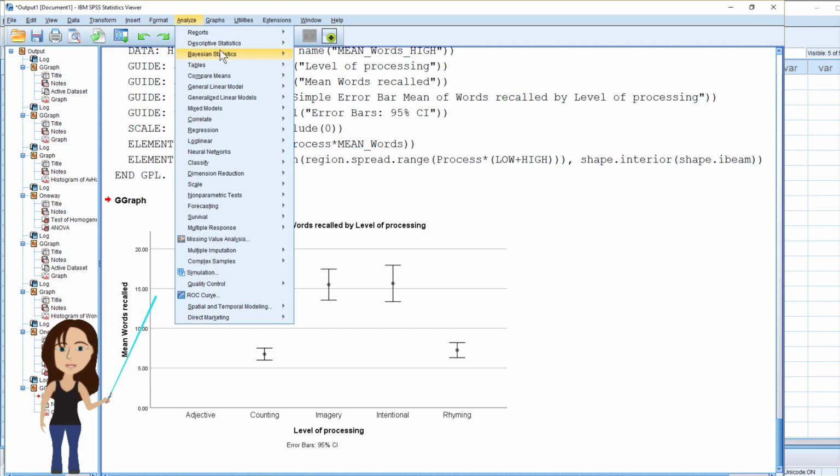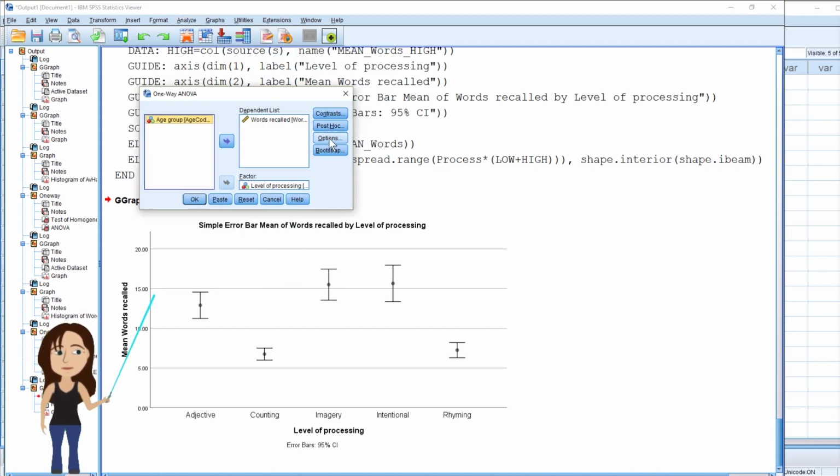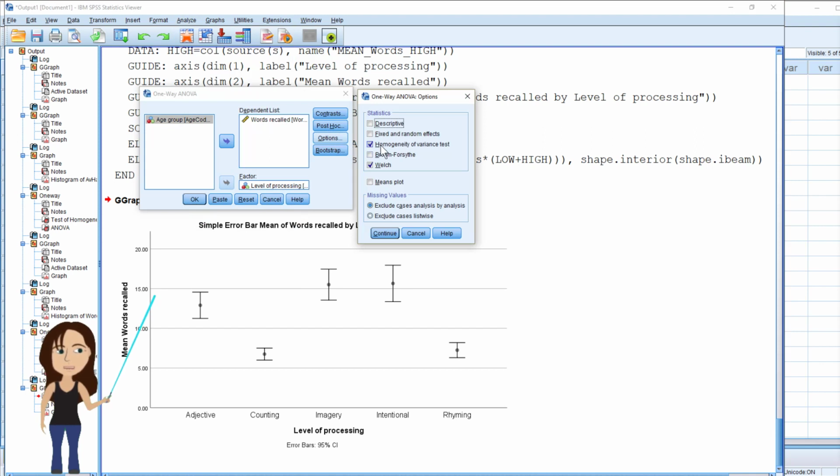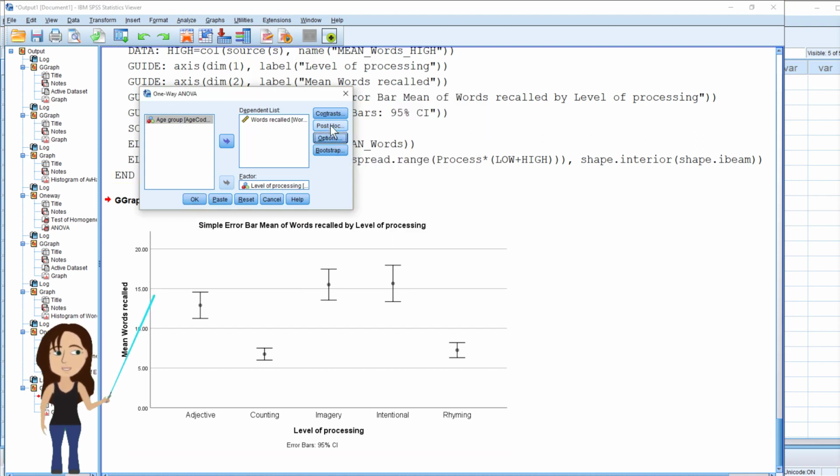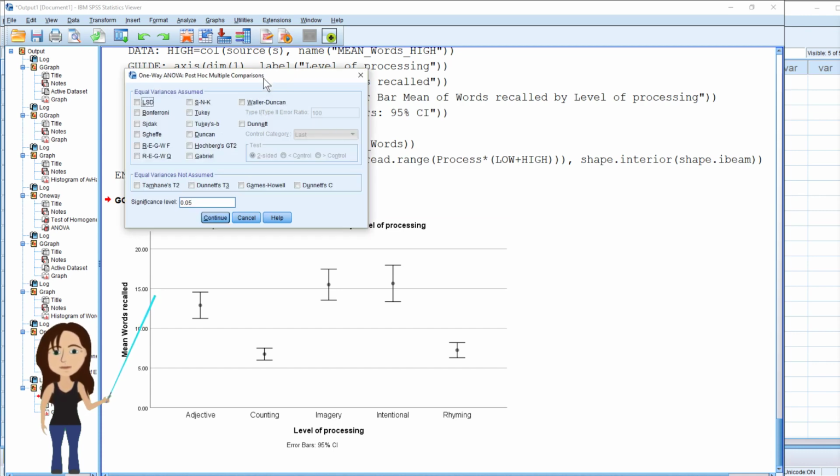So we'll go back to one-way ANOVA, and we were in the options before. We probably don't need those anymore. We want to go into post hoc. Post hoc just means anything that's done after the event.